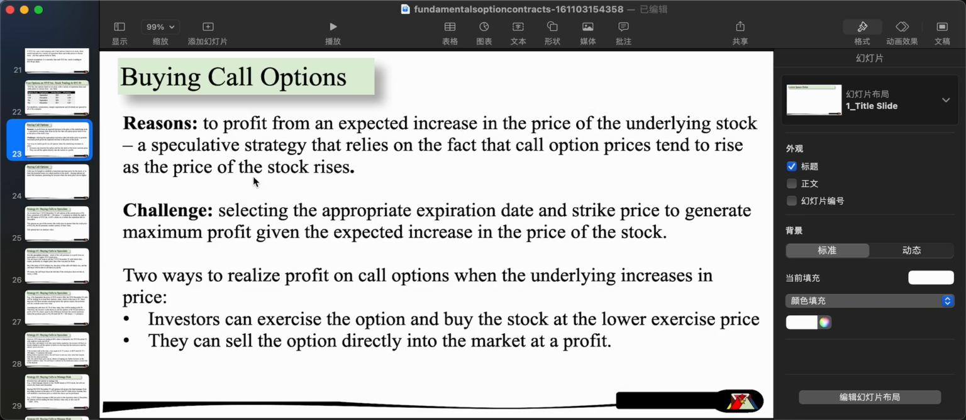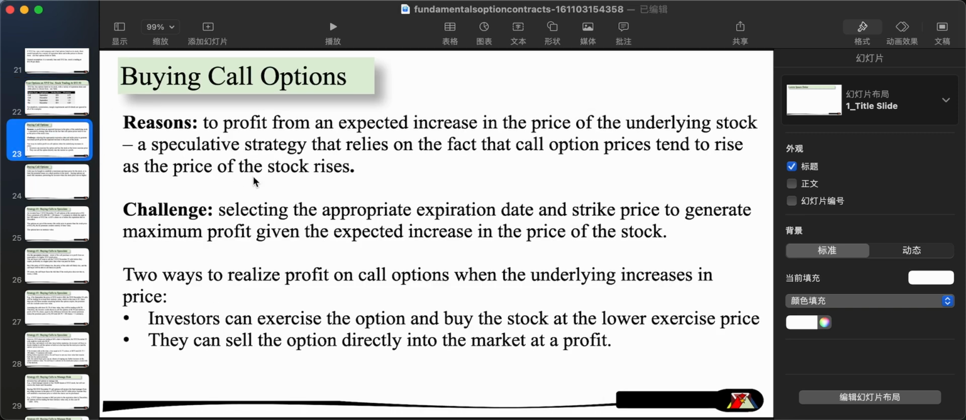So the first strategy, the very basic one, is that you buy call options. The reason is to profit from an expected increase in the price of the underlying stock. You have a speculative strategy that relies on the fact that the call option price tends to rise as the price of the stock rises. The challenge is selecting the appropriate expiration date and strike price to generate maximum profits given the expected increase in the price of the stock.